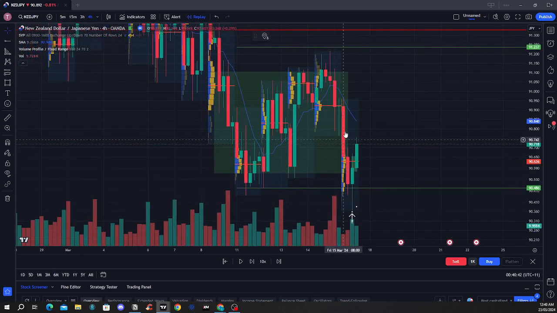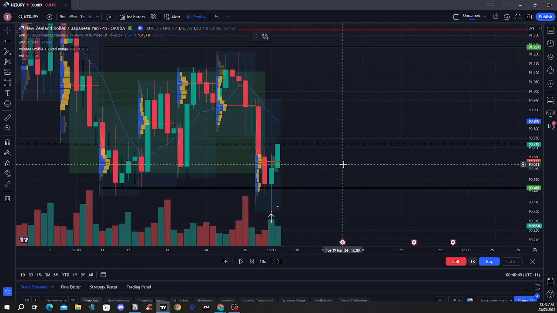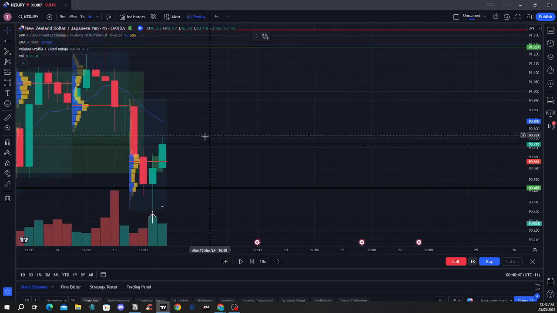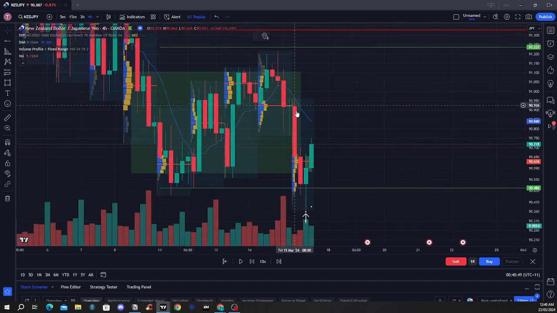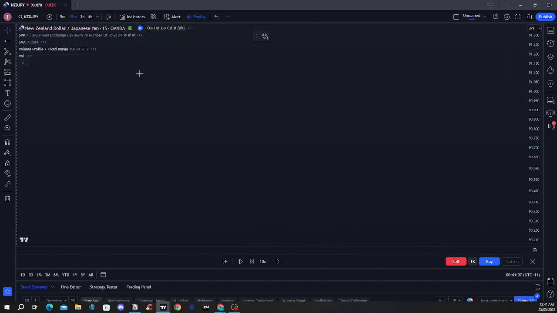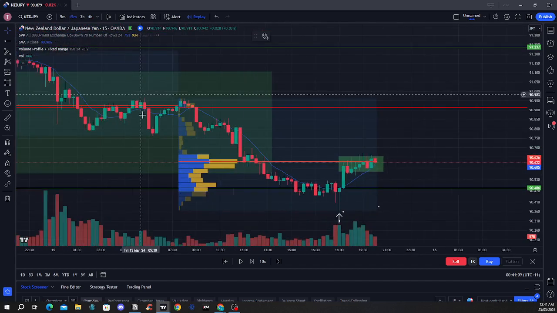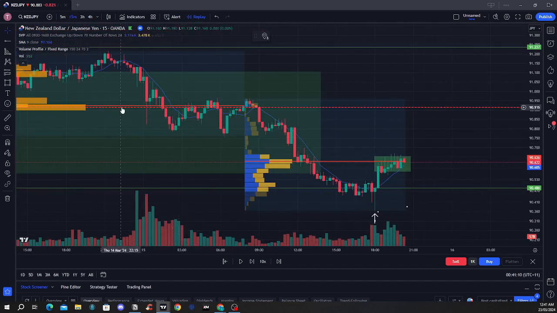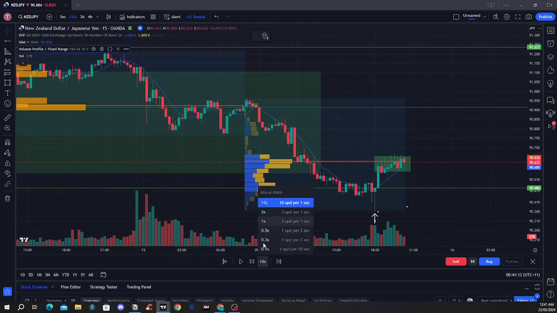On the 4-hour chart, though, we're definitely in an area of low volume, and we can see that we've got the volume profile taking into account this area of the previous candle. Yeah, there's no volume there, so we're definitely trading in an unfair area of price. So we'll look for a close into this low volume area here.